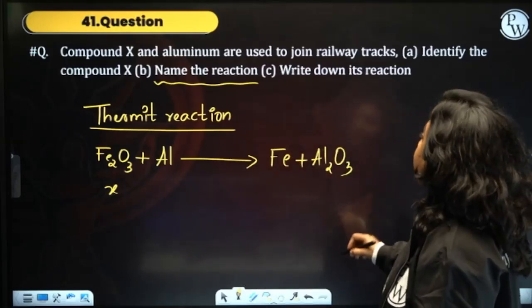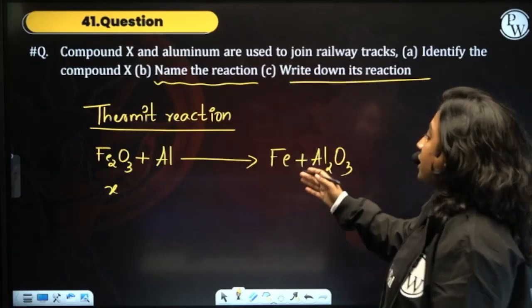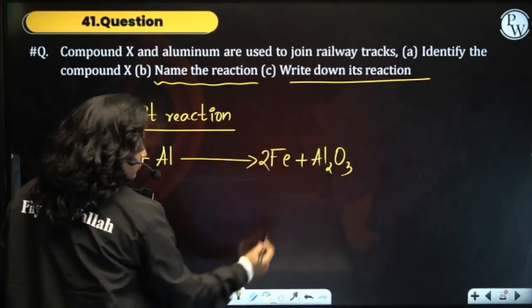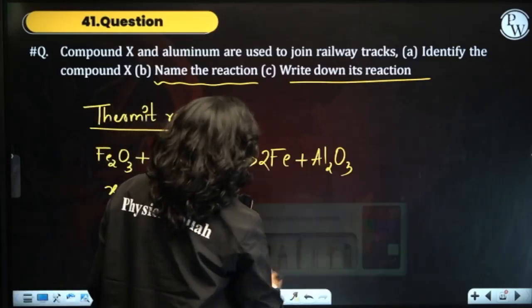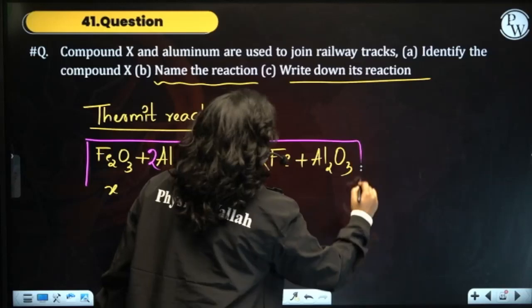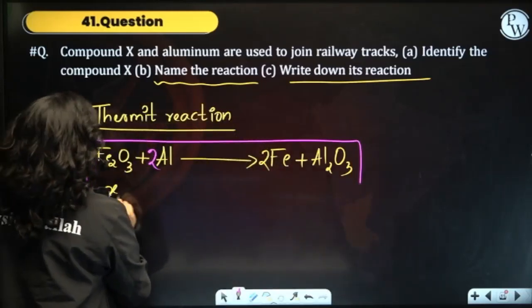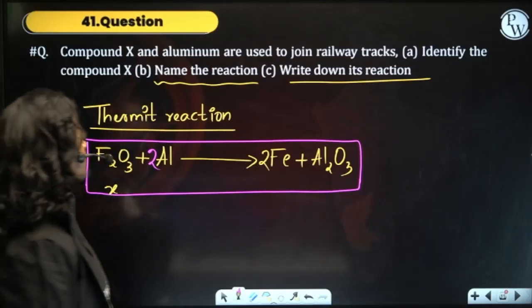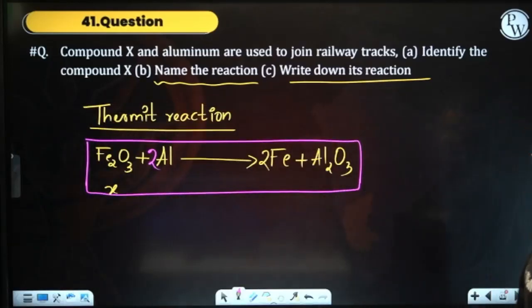This is a very famous reaction. Write down its reaction and balance it. There are 2 Fe, so I'll write 2 Fe here, and 2 aluminum. Yes, that's it. Understood? Next question, we'll go for the next one.